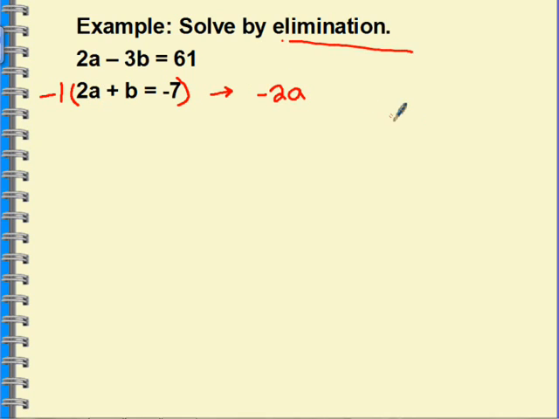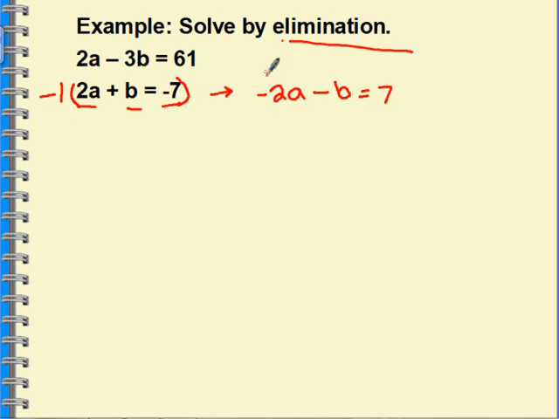Negative 1 times b, well, a negative times a positive would be a negative b, or negative 1b. And then negative 1 times negative 7 would be a negative times a negative, a positive. So now, by multiplying all three parts, and yes, it always has to be all three parts, by negative 1, I have flipped the signs.